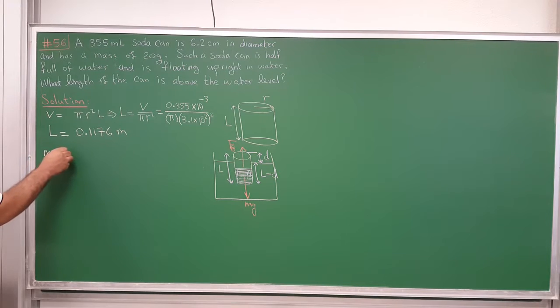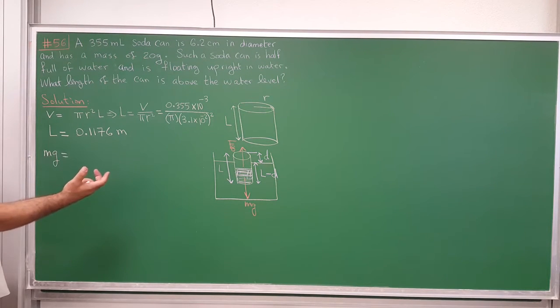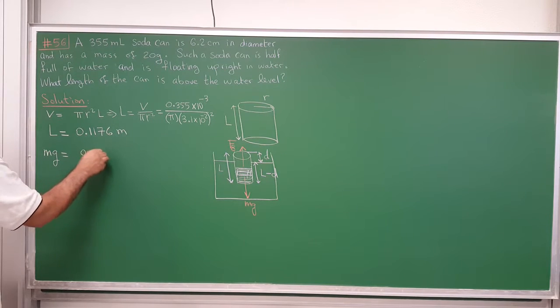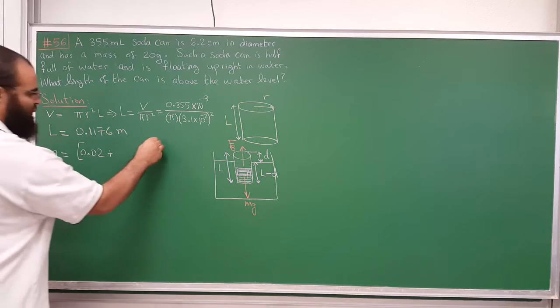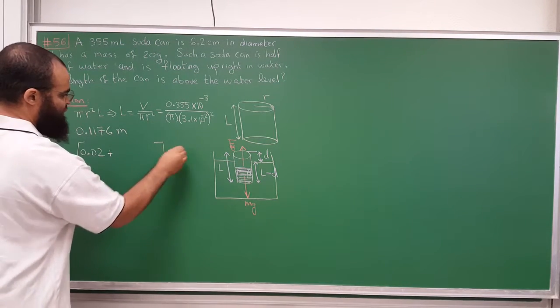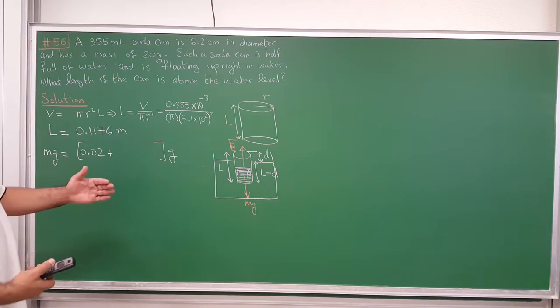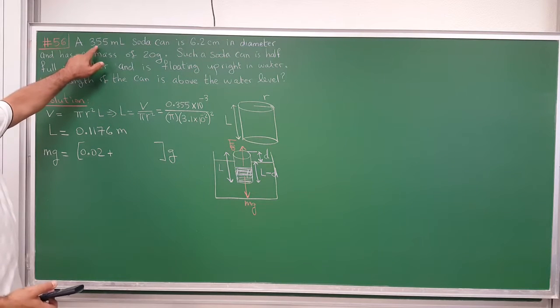The mg part: the mass consists of the mass of the soda can plus the mass of the water inside it. The mass of the soda can is 20 grams, or 0.02 kilograms, plus, and then at the end I have to multiply by g, the mass of the water inside it. Well, it's half full, so the water inside it is half of this.